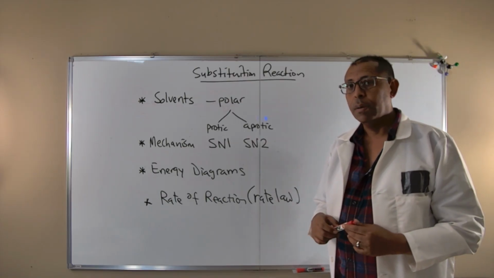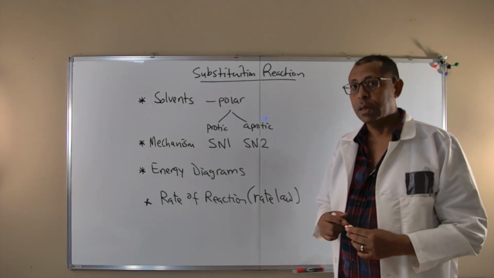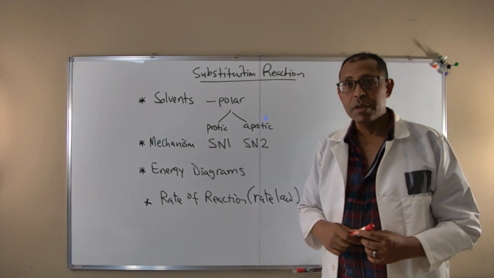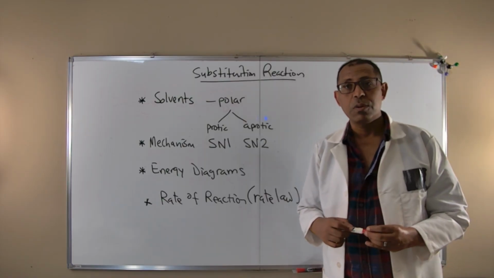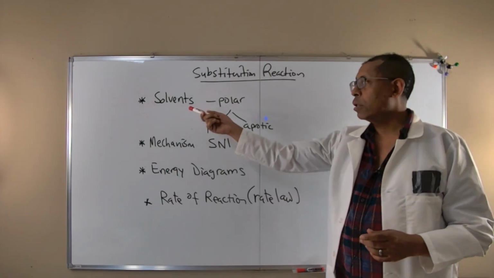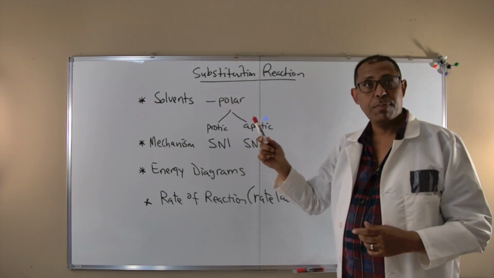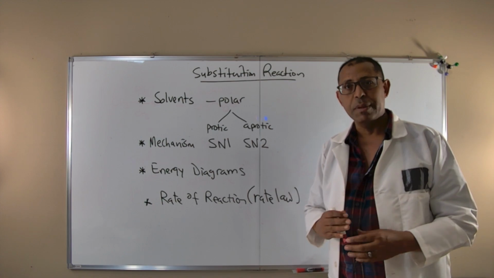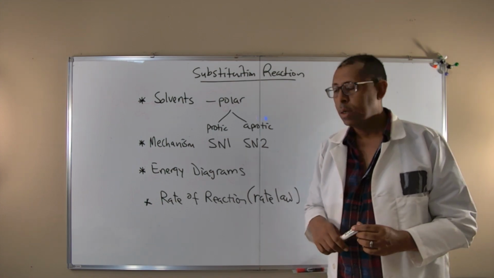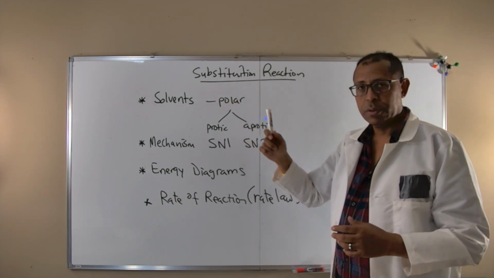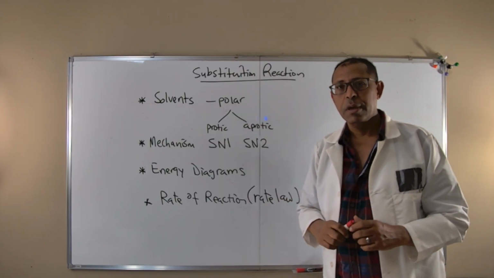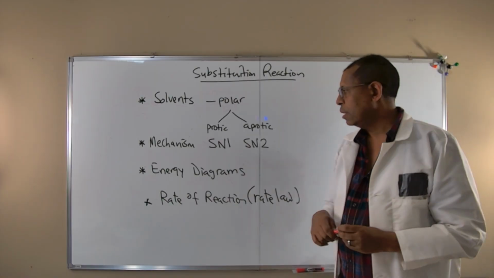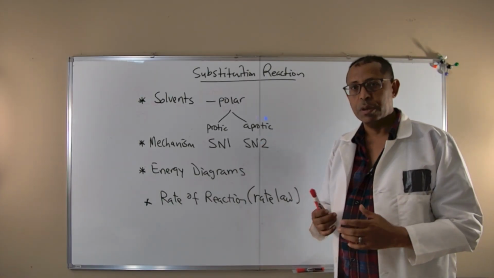overview of substitution reactions as it involves their mechanism. For example, solvents are very important in substitution reactions, and these solvents could be classified as polar. Almost all substitution reactions need polar solvents. When we say polar solvents, we have two types: protic solvents and aprotic solvents.